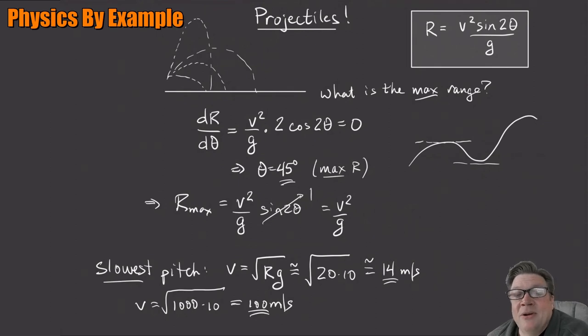In order to see what a pitch that goes 30 miles an hour looks like, I don't think anyone has actually done it, but one of the slowest pitches of all time I've linked to in the description. It wasn't quite 30 miles an hour, but it might have been like 40. It was one of the all-time great baseball highlights, so check that out if you get a chance. And then next time we'll do a slightly different projectiles example.